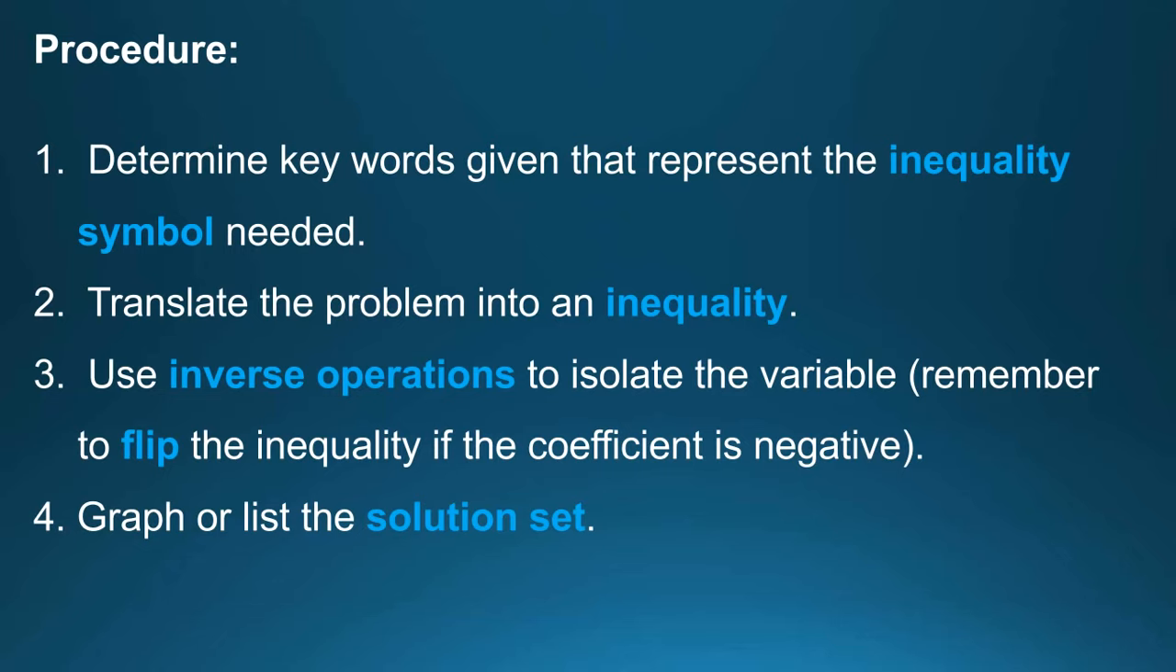Number two, translate the problem into the inequality. Three, use inverse operations to isolate the variable. Remember to flip the inequality if the coefficient is negative at the end. And four, graph or list the solution set. We're not going to graph it. We're just going to list it like we were doing yesterday using bracket notation.